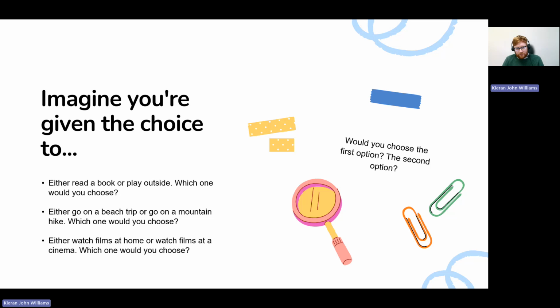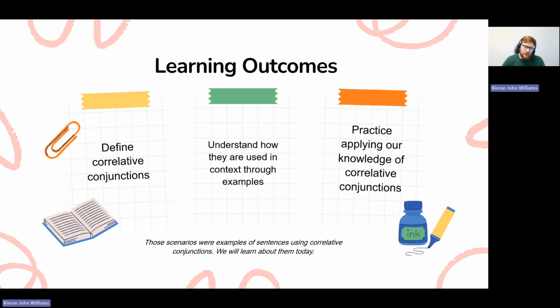Now let's consider something else. You've got the choice either to go on a beach trip or to go on a mountain hike. So again, which one of those are you going to choose? And lastly, you've got a choice between either watching films at home or watching films at the cinema. Now again, which one would you choose? Would you choose the first option or would you choose the second option? Okay, so have a little think about that one. But the reason that we're looking at those is because they are scenarios where there are some examples of correlative conjunctions in them. And we'll have a look in a second at which ones they were.